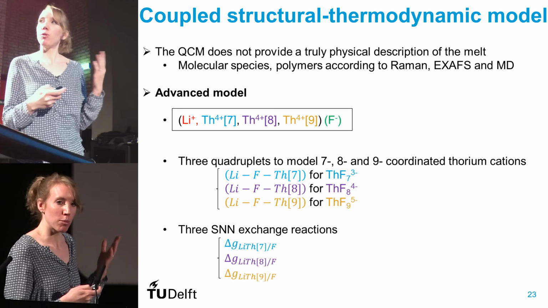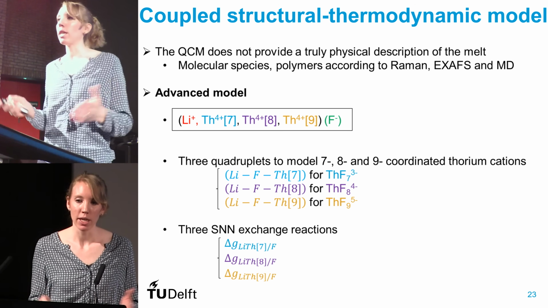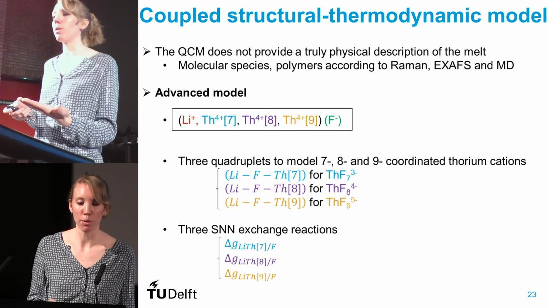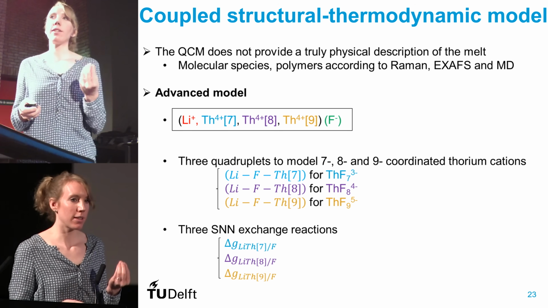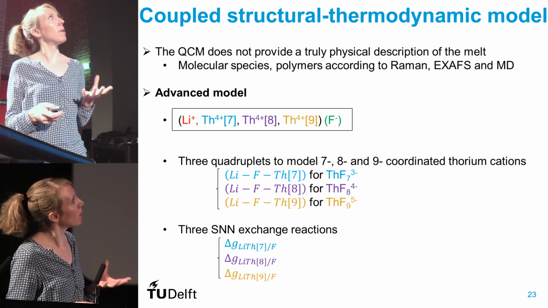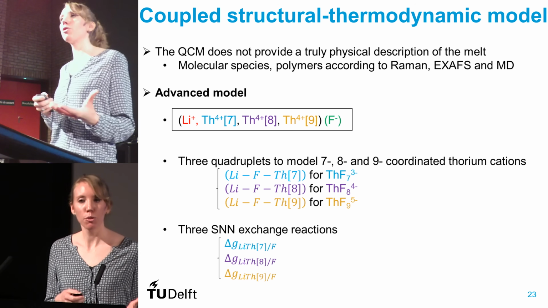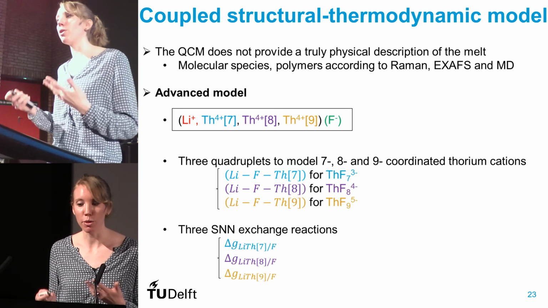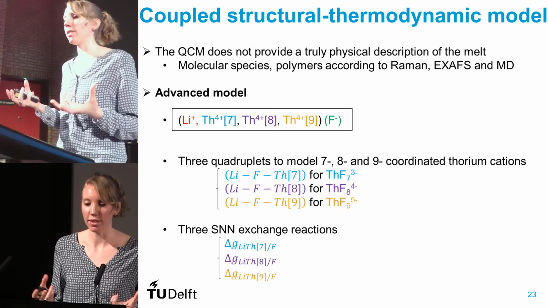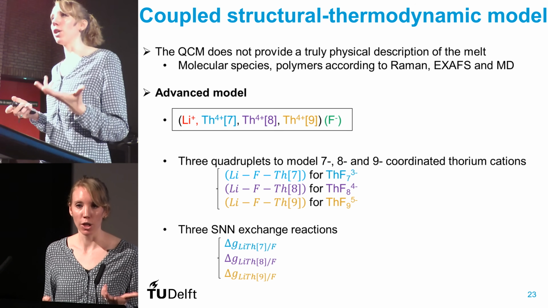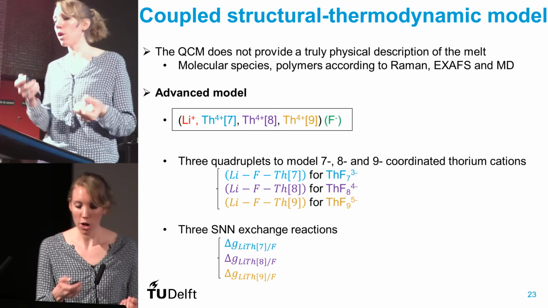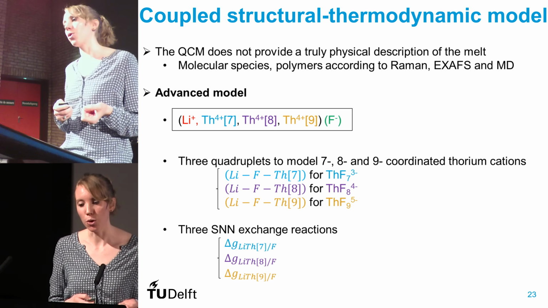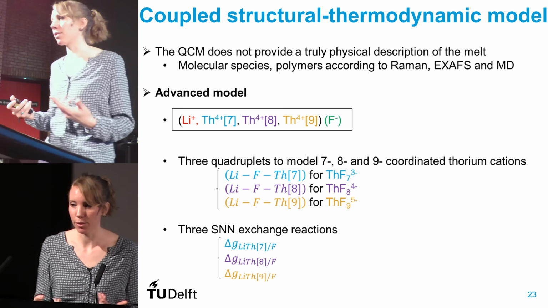So you can see that this model has been applied to many fuel fluoride elements, fission products. Also recently we work on corrosion products, but it doesn't provide a truly physical description of the melt, because we know from X-ray absorption spectroscopy, from Raman and the MD simulations, that we have molecular species and polymers in the melt and not these quadruplets. So what we have tried to do is to build an advanced model where we introduce on the cationic sublattice some 7, 8, and 9 coordinated thorium to really reproduce these complexes.